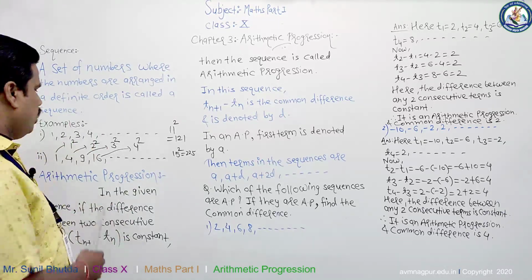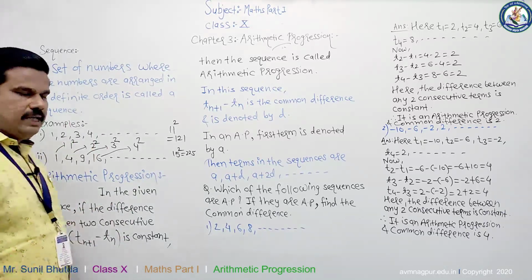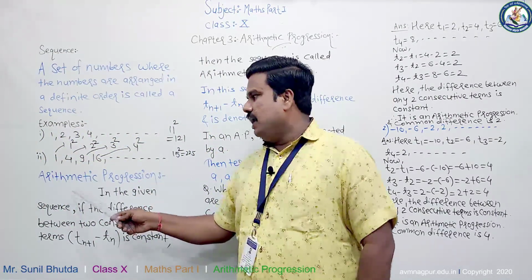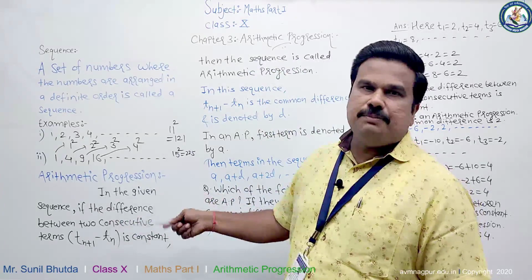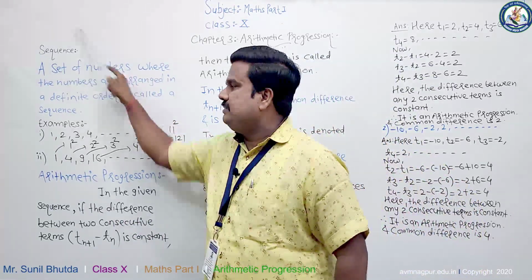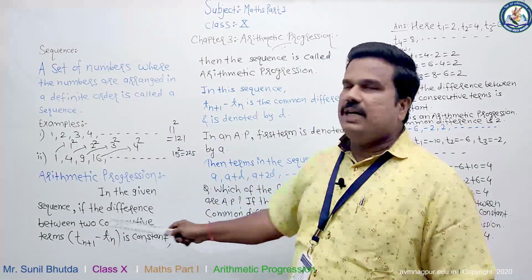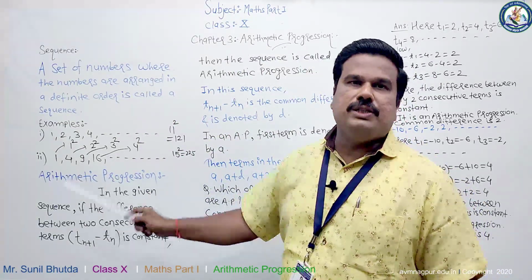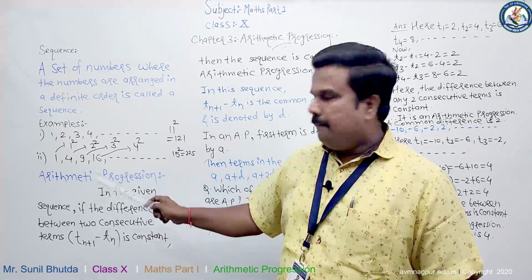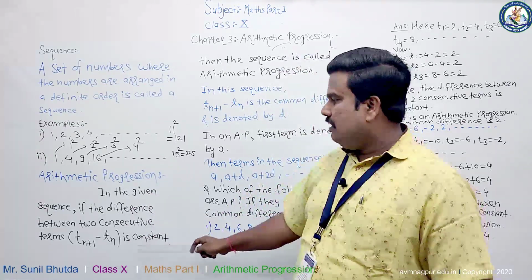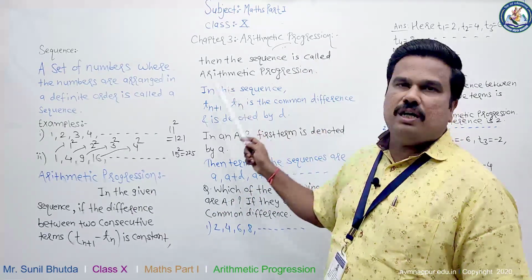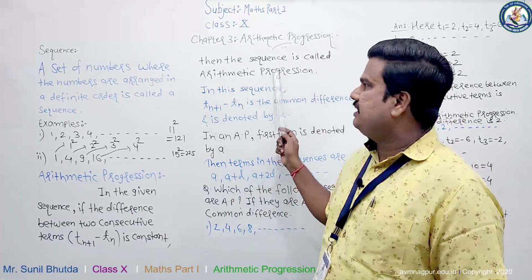Now come to the next topic, that is arithmetic progression. Now the question arises, what is meant by arithmetic progression? In the given sequence, if the difference between two consecutive terms, that is tn plus 1 minus tn, is a constant, then the sequence is called an arithmetic progression.